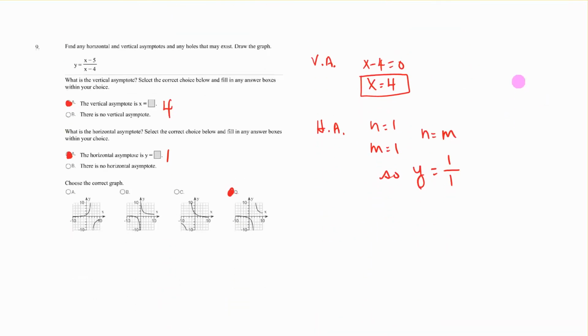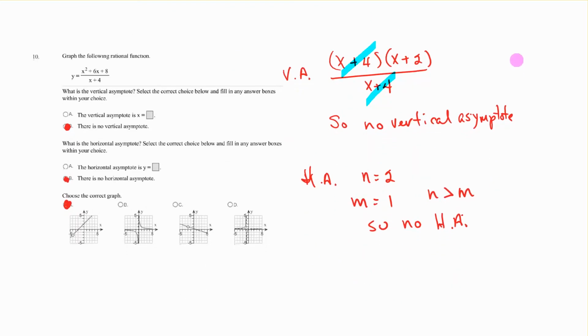Number 9. Our vertical asymptote is x equals 4. Horizontal, the degrees are the same, top and bottom, so we look to the leading coefficients, so that would be y equals 1. And so we have this here, looks like our graph, but you could put it in the calculator and verify that for sure.